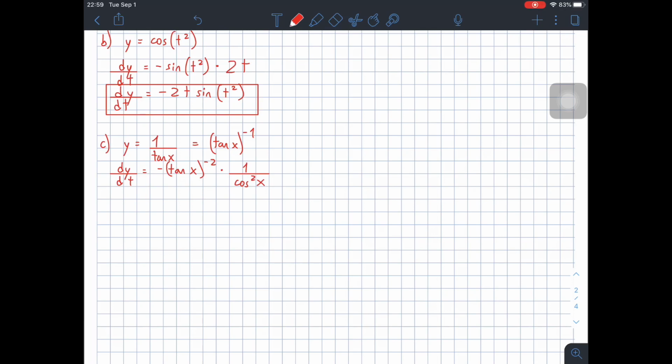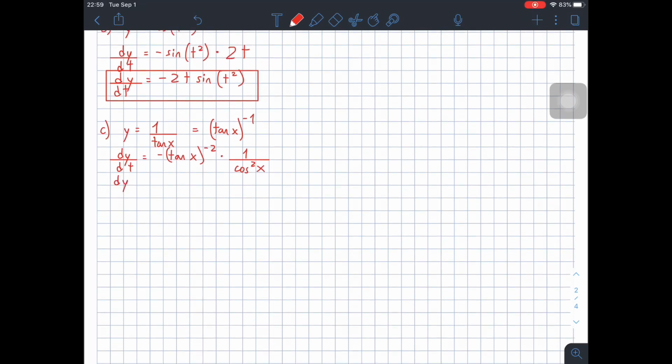Okay, so I see that we can reorganize this. For example, instead of having this in the numerator, I can take it down to the denominator in order to have a positive exponent. So we're going to have negative 1 on top divided by tangent of x squared times cosine of x squared.